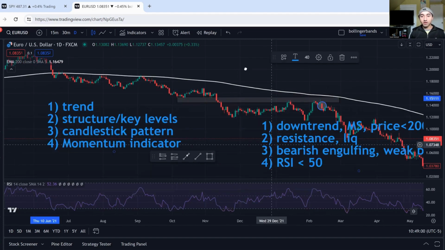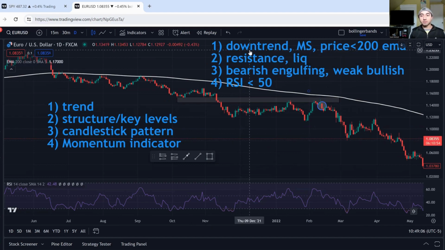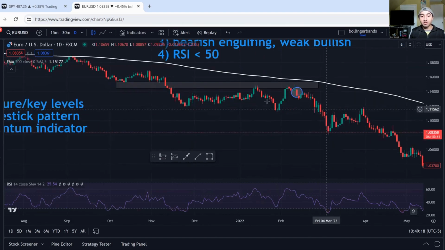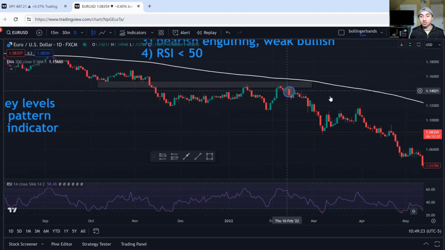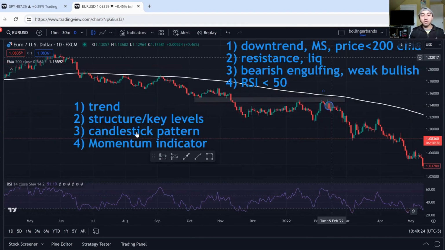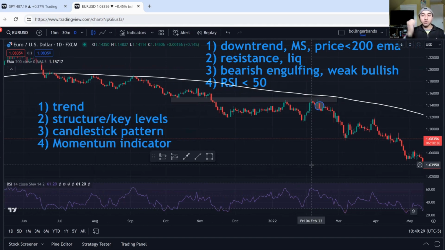So you literally have everything you'd want. Right, guys? What's our overall trend? Downtrend. Market structure is telling me that, and price is below the 200 EMA. Key levels: we're at resistance. We've also taken liquidity, if you wanted to look at that. Candlestick pattern, bearish engulfing right over here. You also just have bearish momentum stepping into the market, as you can tell by there being an increase in the bearish candles and a weakening of bullish candles, right? So that's why I said weak bullish as well. Momentum indicator, RSI is below 50. You have 4 confluences. What is every single one of these confluences telling you?